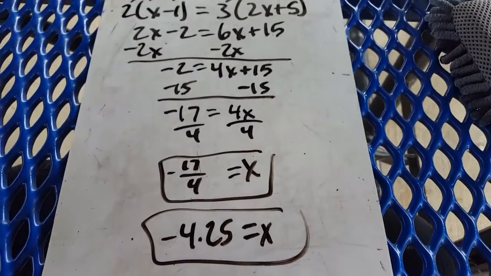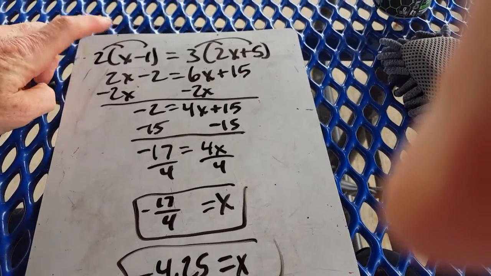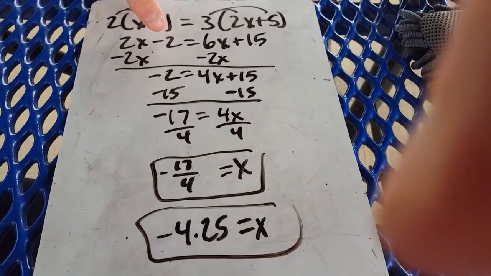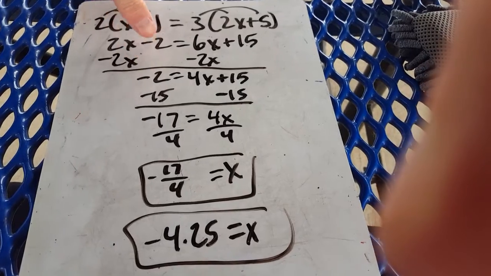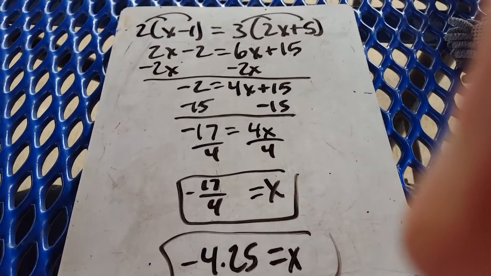There we go. So that one's tricky. You got to remember to distribute first. That means you multiply the 2 times both of those things. And then the other tricky stuff, don't forget that there's a negative in front of that 2. That's a really common mistake. Okay? That's all there is to it.